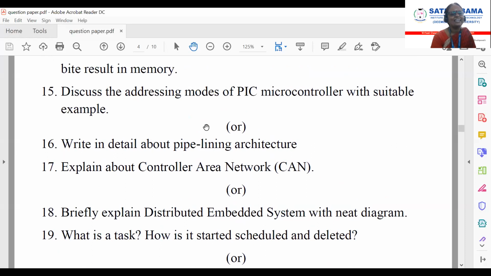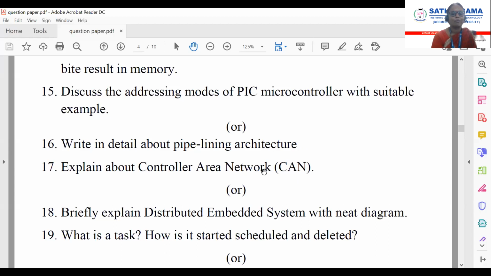Then write in detail about pipeline architecture. You all know pipeline architecture. We were expecting ARM7 to be explained. We all know ARM7 has how many pipeline stages? Three. Yes, very good. What are they? Fetch, decode, execute. Very good. And for ARM9, I think I have put the PPT for that, so you write the pipeline architecture. Try to increase and write.